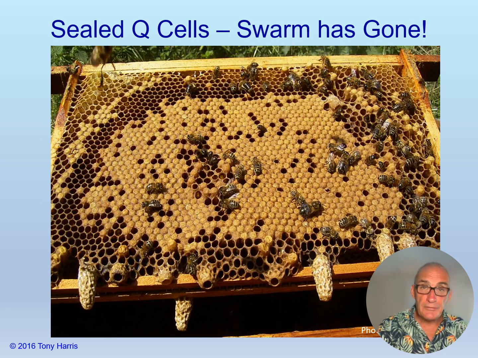Sealed queen cells on the bottom of the frame, probably from a double brood box colony, are classic swarm cells, and in this instance the swarm has almost certainly left.